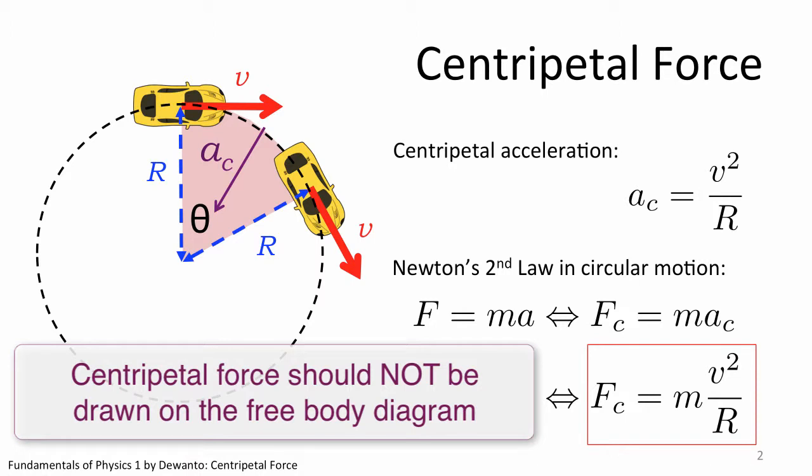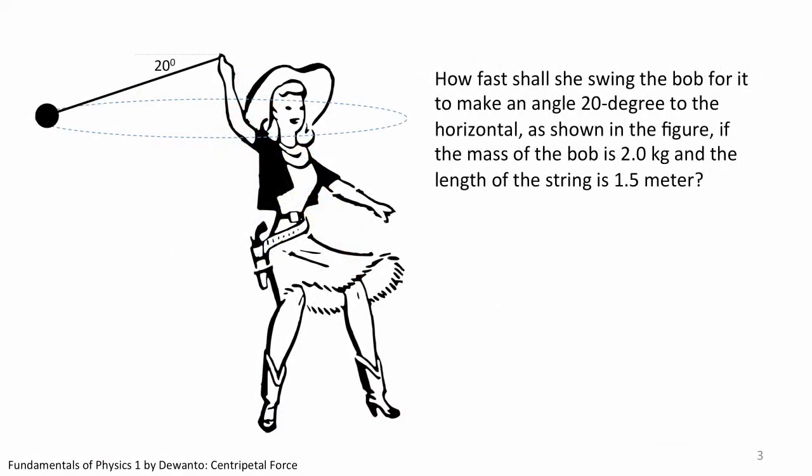Rather, you equate the resultant force which causes the object to turn to mv squared over r. This resultant force is the centripetal force. This resultant force may come from friction, weight, normal force, etc., which are drawn on the free body diagram. I will further illustrate this point through this example. How fast shall she swing the bob for it to make an angle 20 degrees to the horizontal, as shown in the figure, if the mass of the bob is 2.0 kg and the length of the string is 1.5 meter?